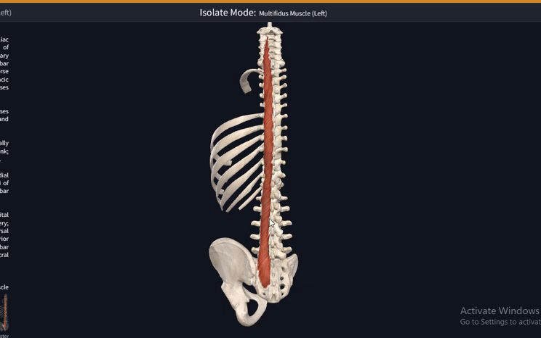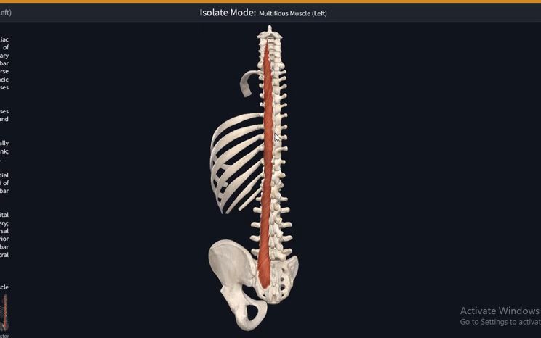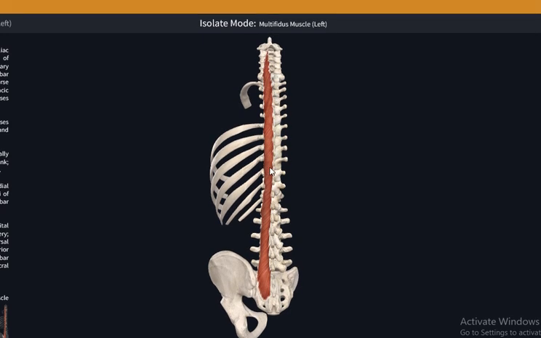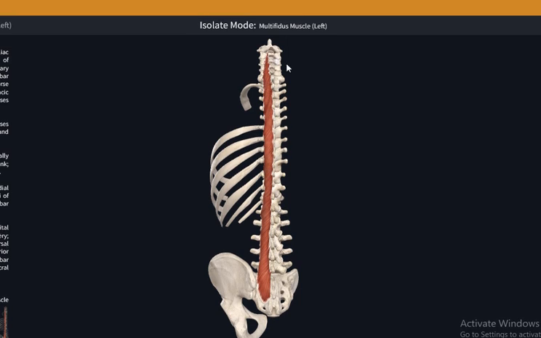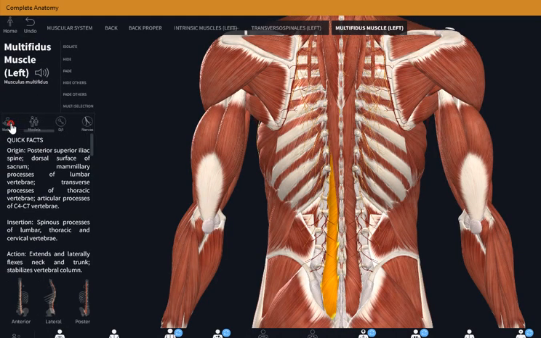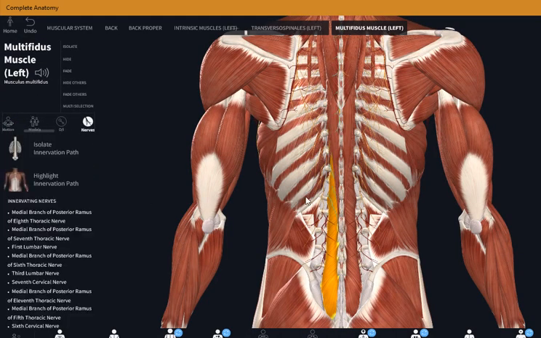So we have the origin here. These are the different origins, and then it's going to insert at the spinous processes here as such, from T12 all the way up to C3, through the thorax and the cervical region of the neck. So now the nervous supply: we have the different intercostal muscles. We have the medial; all these are posterior rami of the nerve in which they are moving.